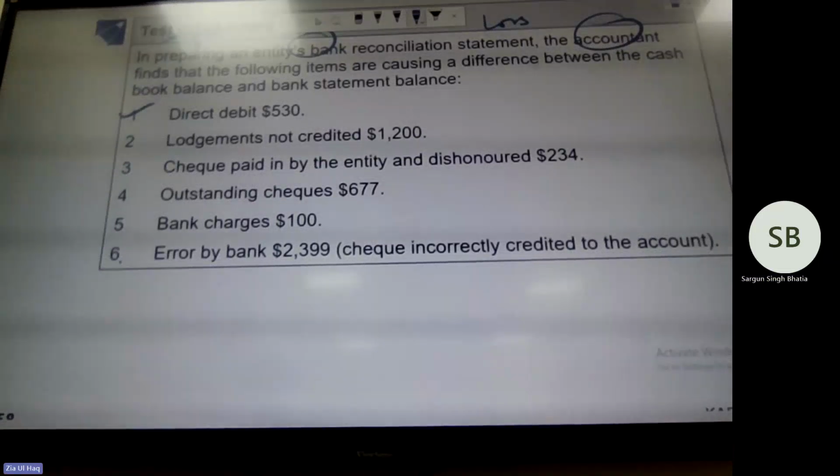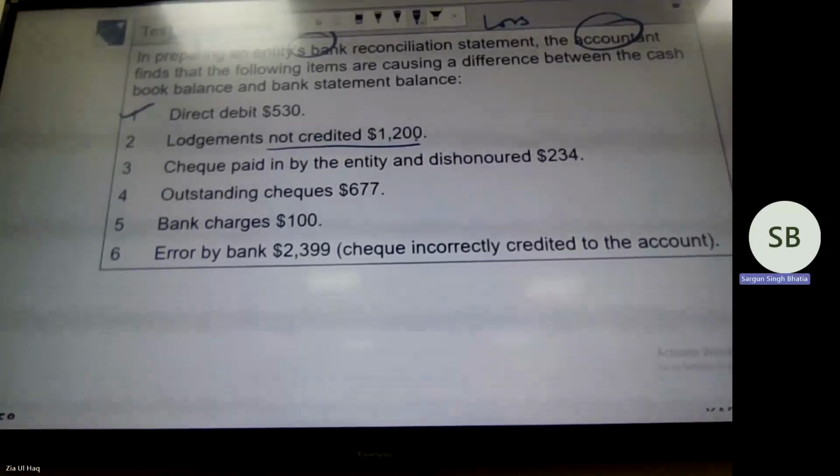Lodgements not credited, rupees 1200. Lodgements not credited means we have recorded a debit in the cash book, but it is not credited to our passbook. So it will not be in the options. Lodgements not credited, yes, 1200 means not credited to our bank statement.